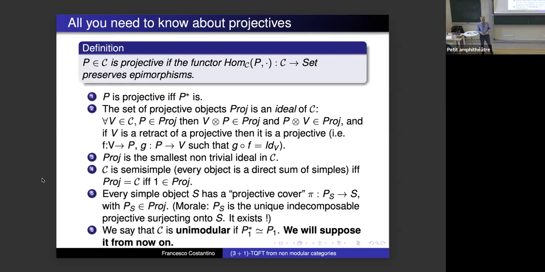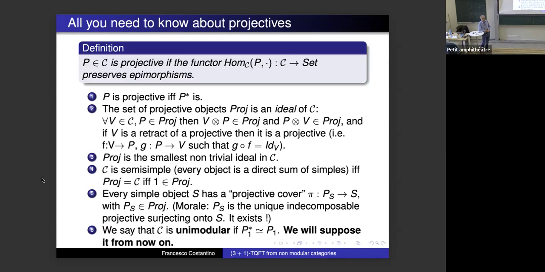You get a result which is projective, first thing. Second, if you are a retract of a projective, then you are projective. A retract is a V with maps F from V to P and G from P to V, such that G composed with F is the identity of V. So it's some object whose identity factors through a projective. Whenever you have that, this needs to be a projective.